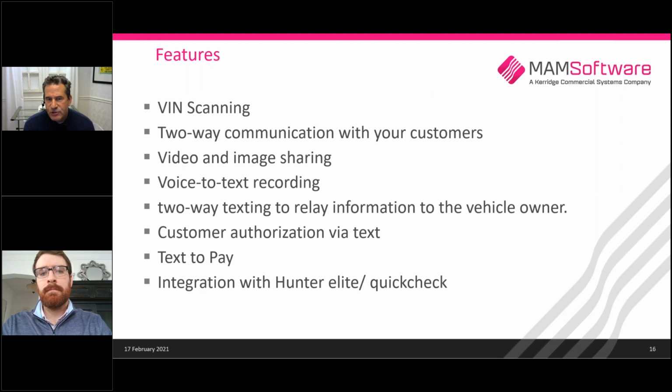So some of the features that we're going to be taking you through, not showing you every one of these, but talking through a number of them. The software does VIN scanning, so being able to be at the vehicle, scan the VIN, and communicate that back all the way through to VAST. Two-way communication with your customers, which will show video and image sharing, voice-to-text recording, two-way texting to relay information to the vehicle owner that you'll see. Customer can authorize to pay via text, or authorize the work via text. And then finally, there is a text-to-pay option as well.